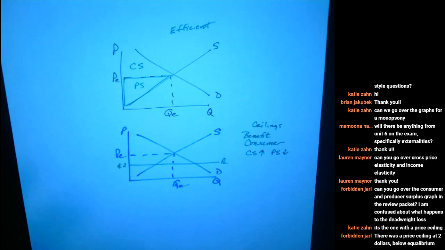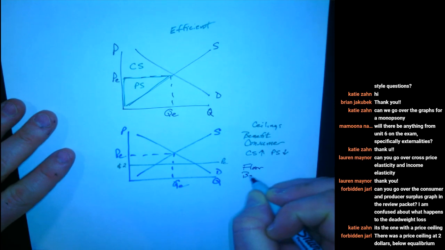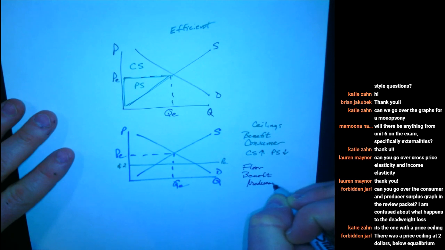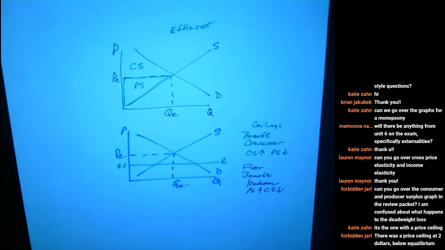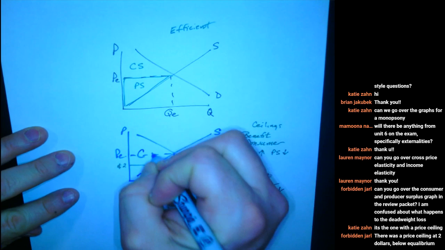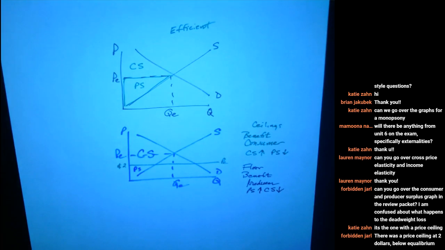On the other hand, and I'll show you in a second, with a floor, they benefit the producer. Producer surplus goes up, consumer surplus goes down. So all of this would be consumer surplus, and that would be producer surplus right there. Does that help? I hope.